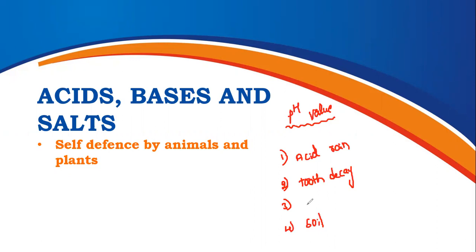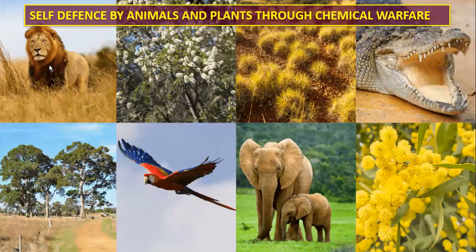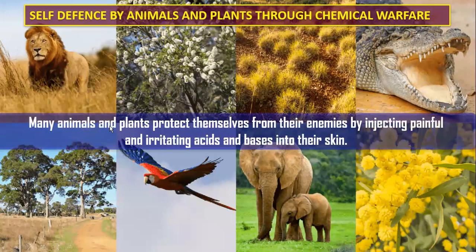What about the third one? In total, four things we have discussed, and the last one is self-defense by animals. This is also very important. So self-defense by animals, how they defend themselves, and plants as well. You can see here many animals and plants protect themselves from their enemies by injecting a painful and irritating acid.